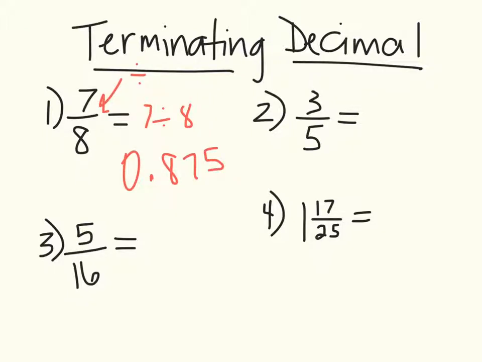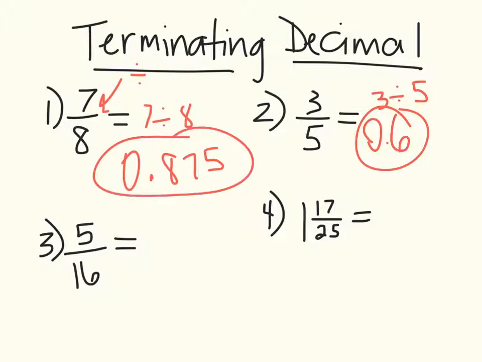Because the decimal stops after the 5 in 0.875, we know that this is a terminating decimal. We're going to take a look at our second example, which is 3/5, and we're going to do the same thing, 3 divided by 5. We type that in on our calculator and we should get 0.6 as our decimal. Once again, we know that is a terminating decimal because it stops. There are no more numbers after the 6, and it just is one number.